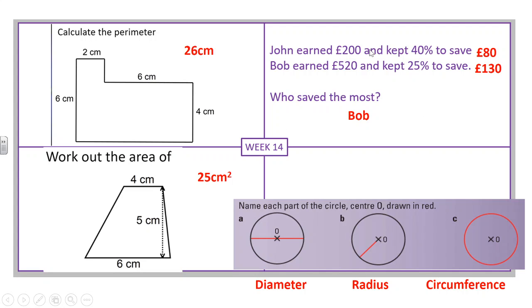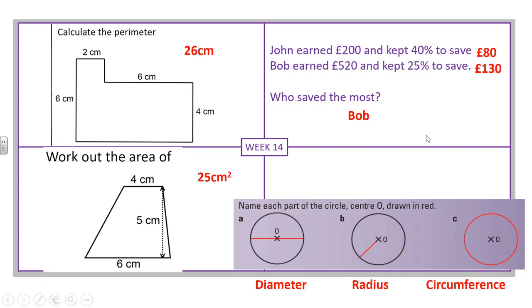For this one, when we do 40% of 200, we get £80. Remember, you could do 200 times 0.4. And when we do 25% of 520, that's a quarter, so £130, which means Bob saved the most.